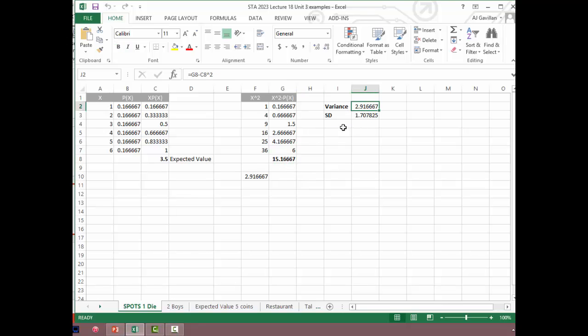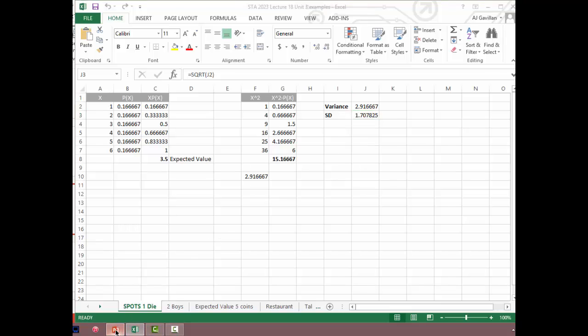So how do I get the variance? Well, the variance then becomes, if you notice, we go to G8. So the summation of this minus the mean squared, and 3.5 is your C8, so we square that and we get the variance. And then the standard deviation is just the square root of the variance. So the variance for this particular example is 2.9, and the standard deviation is 1.7.